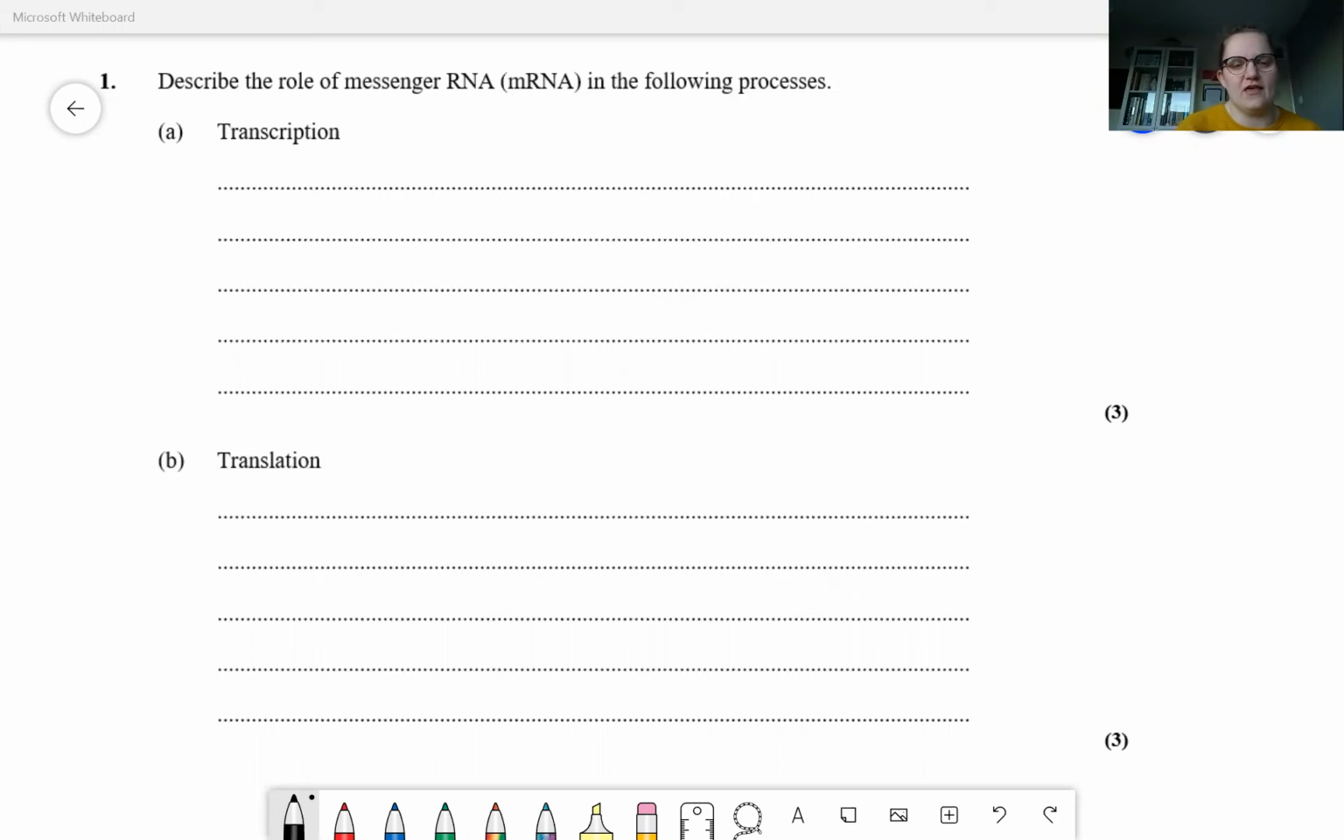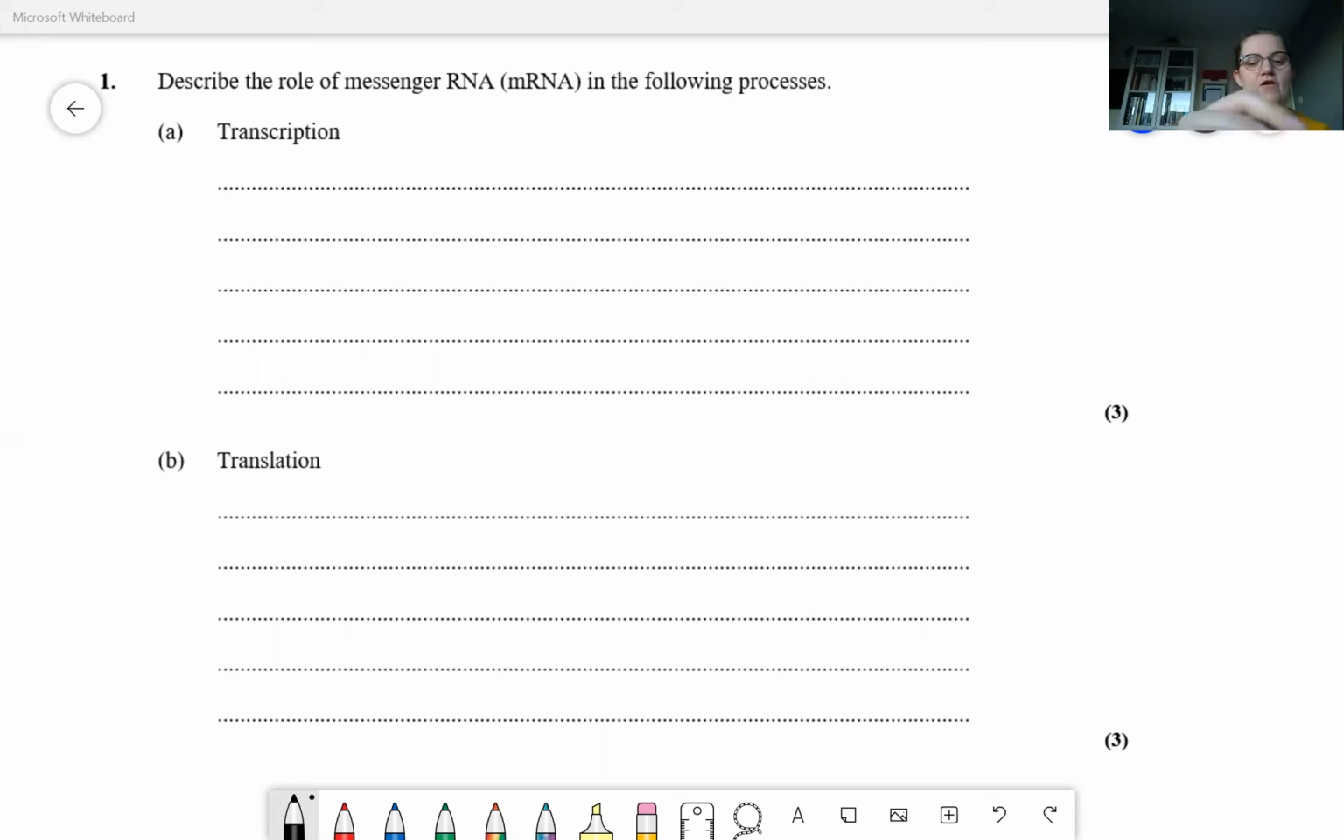So we get a question like this. They seem quite simple. They're 3-mark questions, so in total it's 6 marks. And you're asked to describe the role of messenger RNA, that mRNA that we've done lots about the past few days, in the following processes. So first of all, you're asked to describe it in transcription. So we basically want to say, what does messenger RNA do? What is its role in transcription?